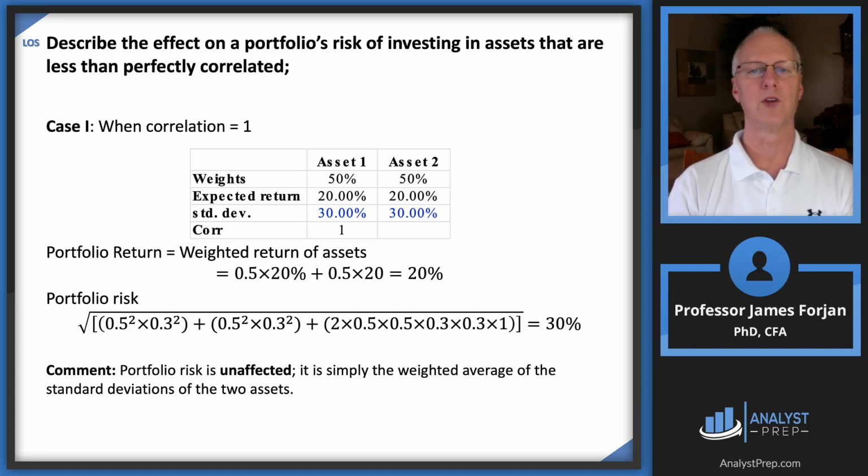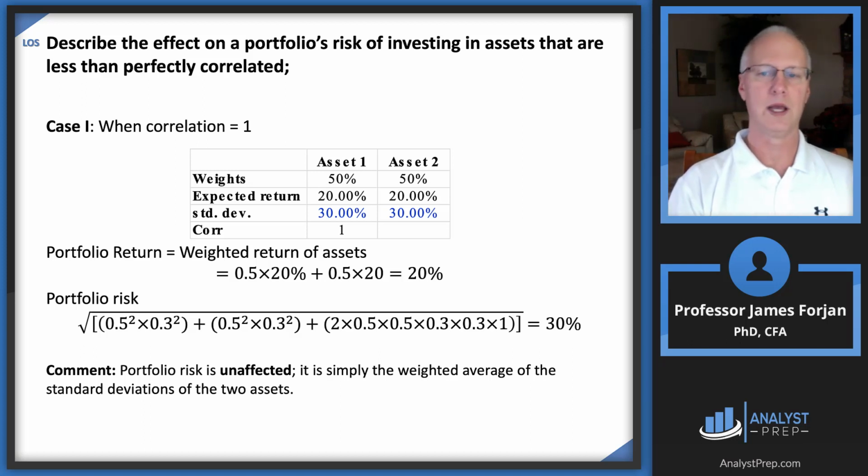All right, when the correlation is 1, notice what we have here. Let's just suppose we invest half our wealth in asset 1, half our wealth in asset 2. And expected returns and standard deviations are both 20% and 30%. So our weighted average return, that's 20%, nothing fancy there. And our portfolio risk is going to be 30%. And there you go. The math shows you that you get the 20 and you get the 30.